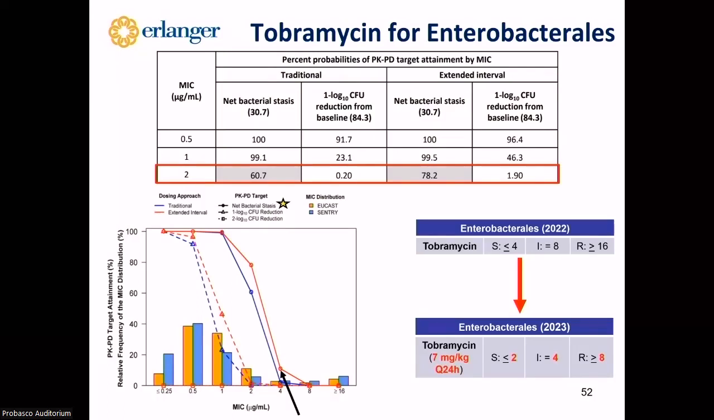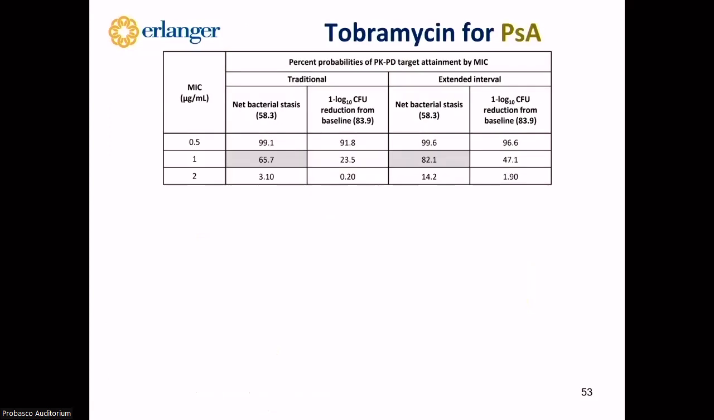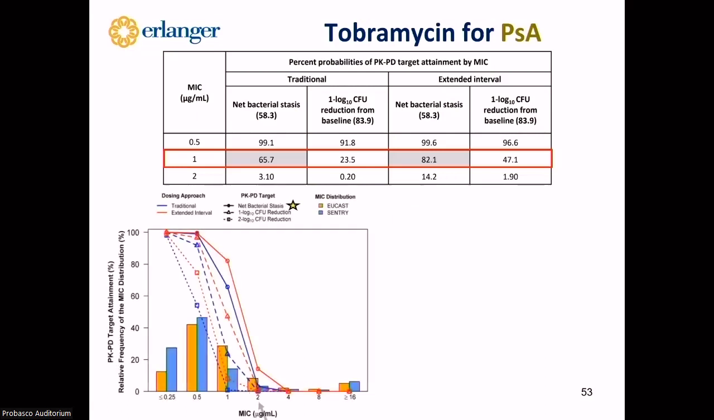And similar to gentamicin, they recommend a 7 milligram per kilogram dose every 24 hours. For Pseudomonas, we can see that we're safe at an MIC of 1, but even stronger than gentamicin, we drop off completely at an MIC of 2, which is shown by this graph, but most of our isolates are not at 2. They are below 2. So we're okay here.